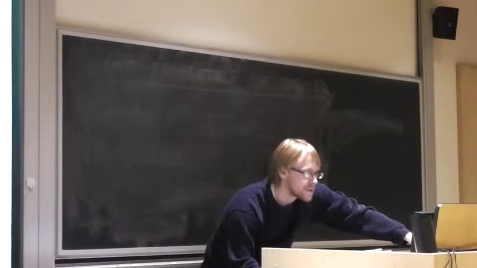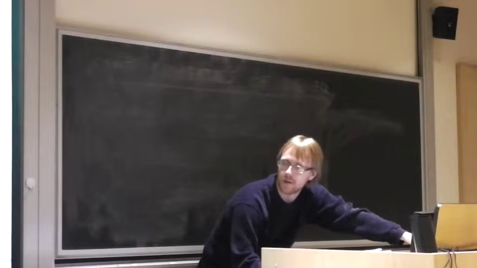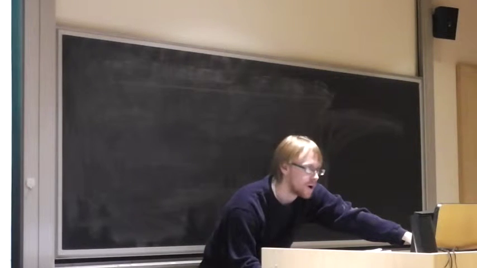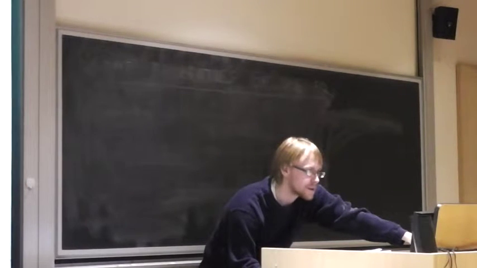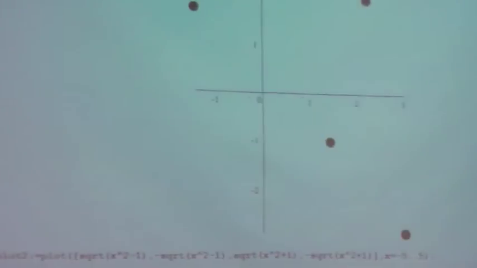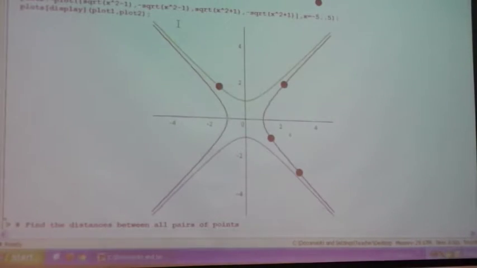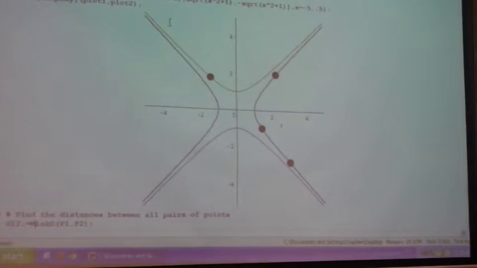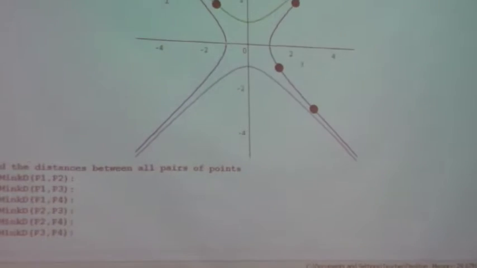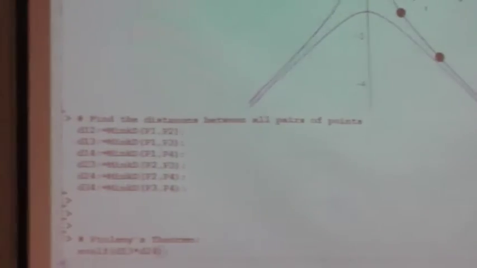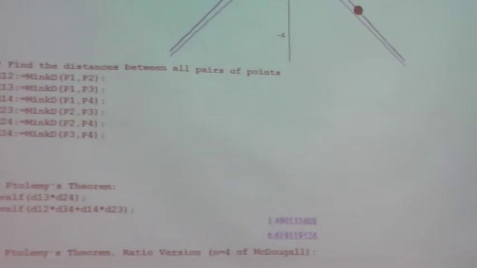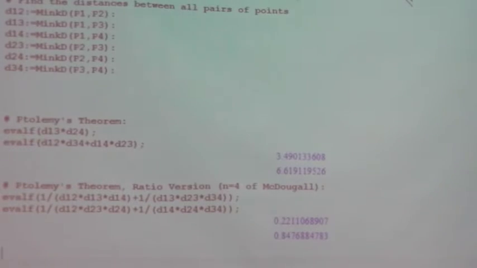So the question is, what happens about the top and bottom branch? Can we put points over there as well? Here I'm putting 3 points on the right one, and 1 point on the top one. So there's our plot. When we find the distances and try Ptolemy's theorem, it doesn't work. And the ratio version doesn't work.